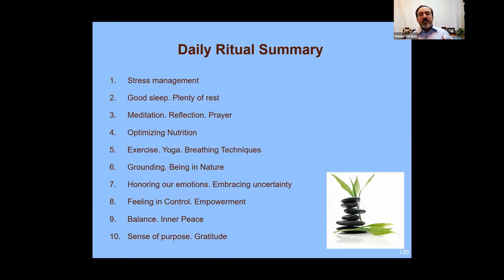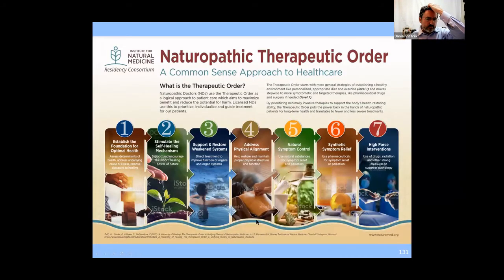So this is a daily ritual. I tell patients, make your own ritual. You can use this as a guide, but every day use a ritual. Talk about it with your naturopathic doctor, with your other practitioners, and create a daily list. First, stress management. We know how important that is. Stress reduction, good sleep, plenty of rest, doing some meditation, reflection, prayer. Optimize nutrition, some form of exercise, grounding, being in nature, honoring their emotions, feeling empowered, and then sense of purpose or gratitude. This slide is for me, okay? Because I need to learn from you. So that's why I put it here.